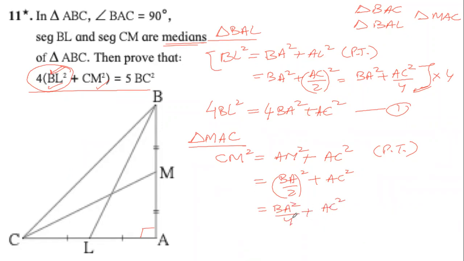Once again, just to remove the denominator 4, we can multiply the whole equation. You will not just do this. You will say multiplying the whole equation by 4. You will write 4CM square. Look, the second magic, we got 4CM square as well, is equal to BA square by 4 into 4. 4 gets cancelled. We have BA square plus AC square into 4 is 4AC square. This is equation 2.